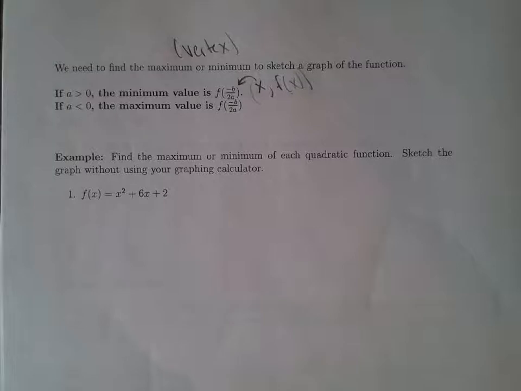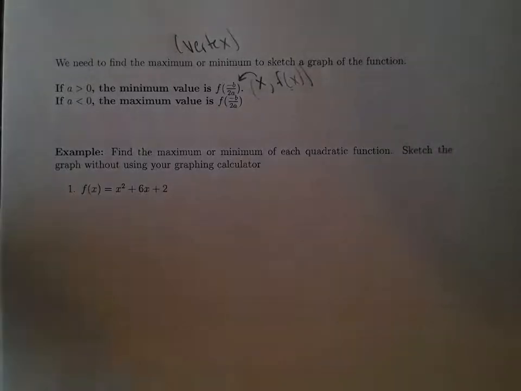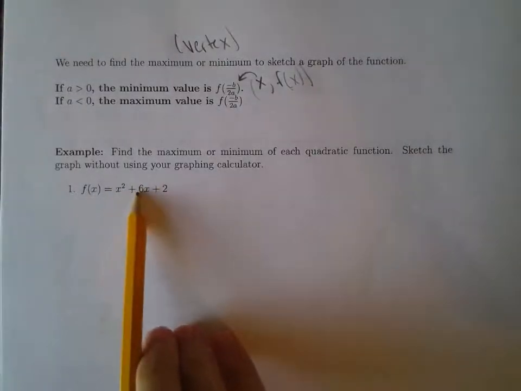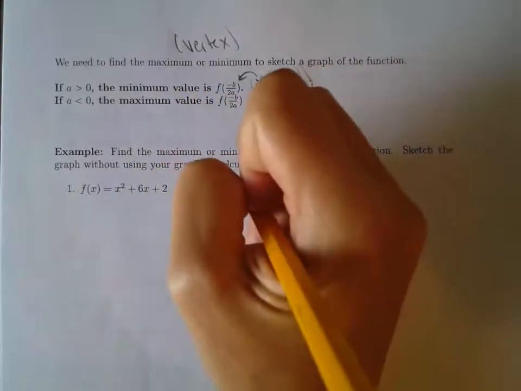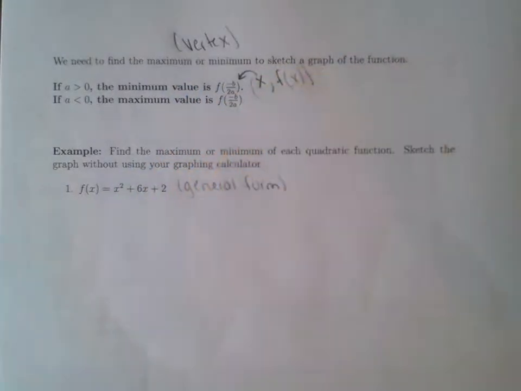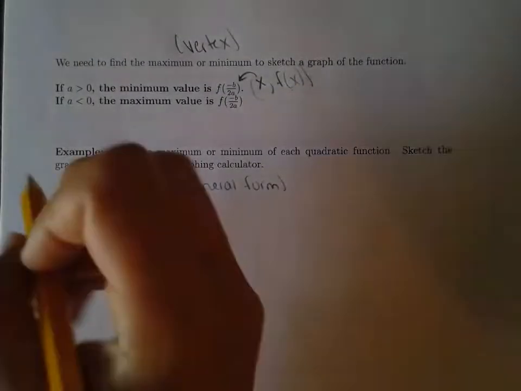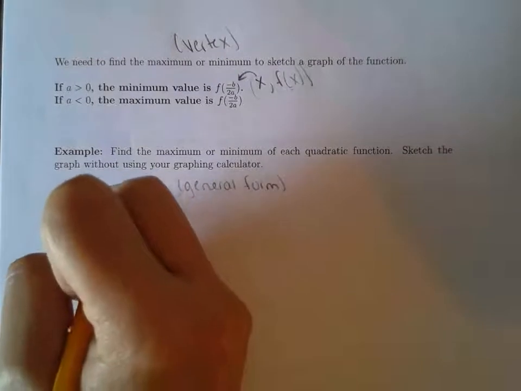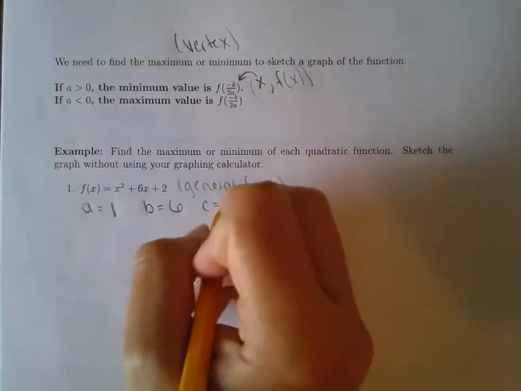It says find the maximum or minimum of each quadratic function and sketch the graph without using your graphing calculator. We're also not going to be using an XY chart. We have f of x equals x squared plus 6x plus 2. This is expressed in general form. If it was in standard form, we could immediately pick out the vertex and graph it. But it's general form. So a is 1, the number in front of the x squared. b is 6. c is 2.